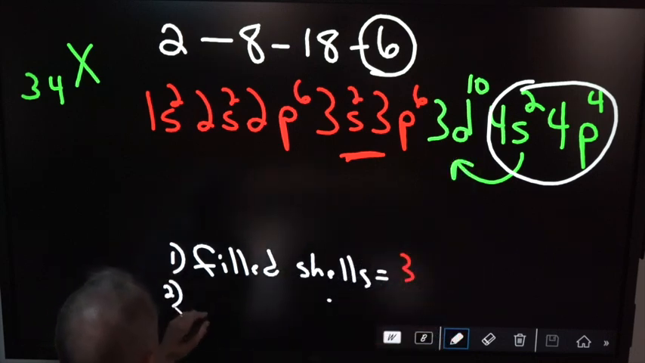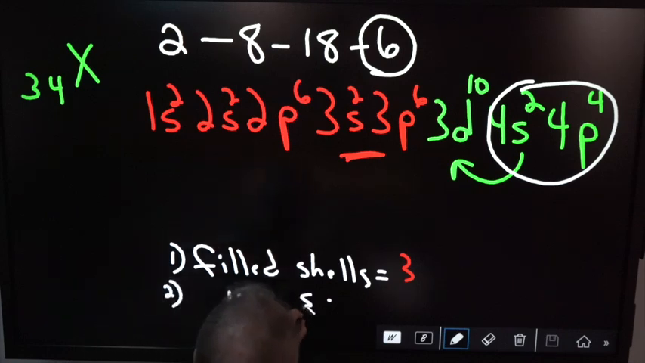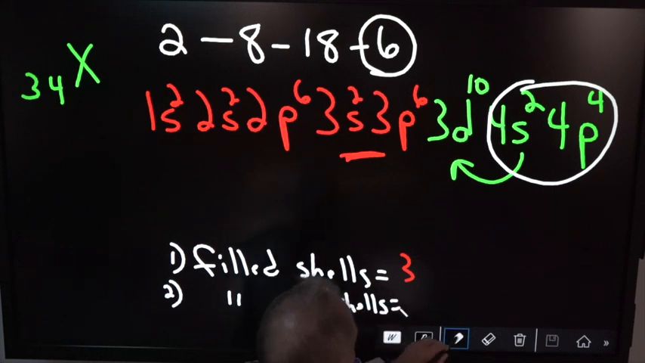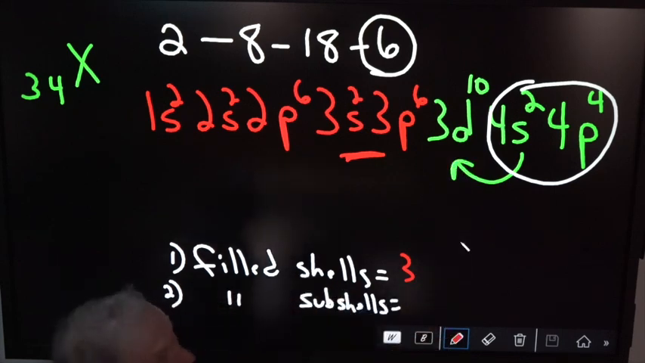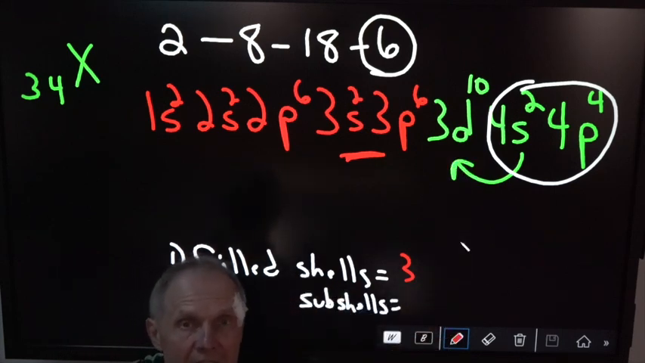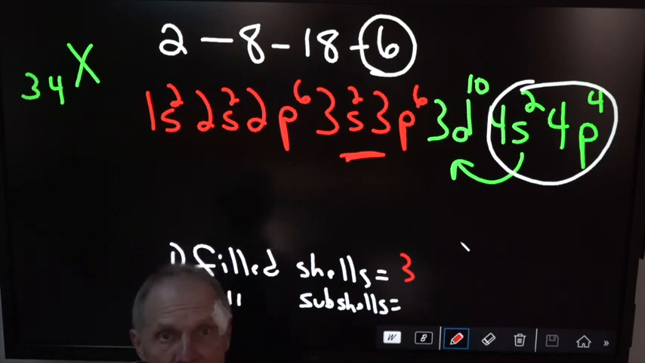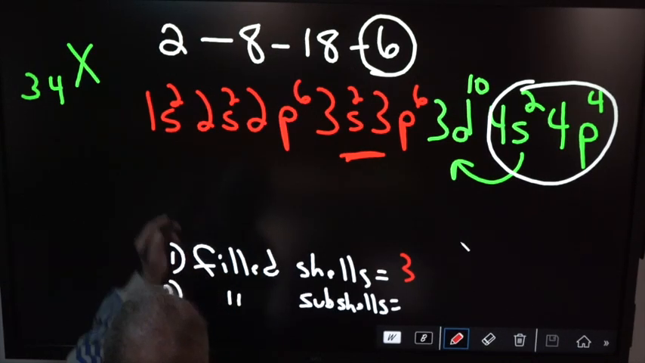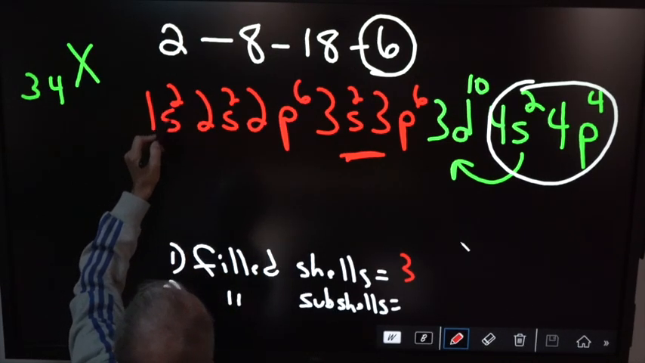Next would be number 2, filled subshells. All right, let's look at filled subshells. Remember, subshells are S, P, D, and F. If S has 2 above it, it's filled. P has 6 above it, it's filled. D has 10 above it, it's filled. F has 14 above it, it's filled. S2, that's 1 filled subshell.